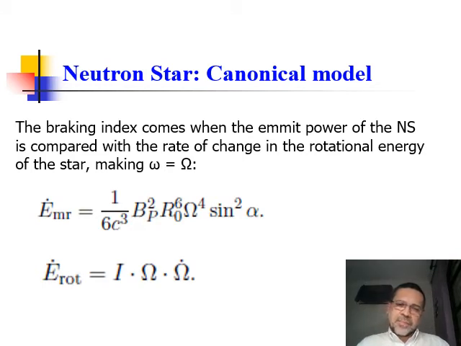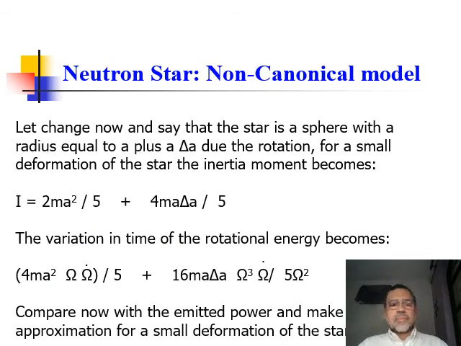This is how the rotational energy varies with time, and this is how the energy is emitted from the pulsar. These two get equal, then we get that equation there. And now we are going to add to the moment of inertia of the star another term, that is, this deformation on the diameter of the star. We are going to keep that number here.